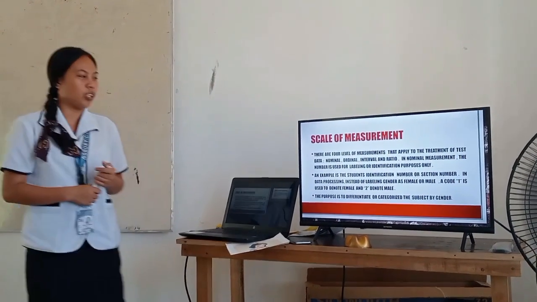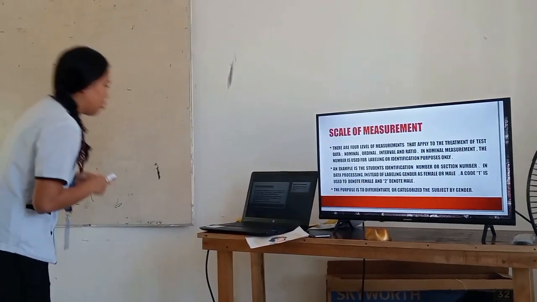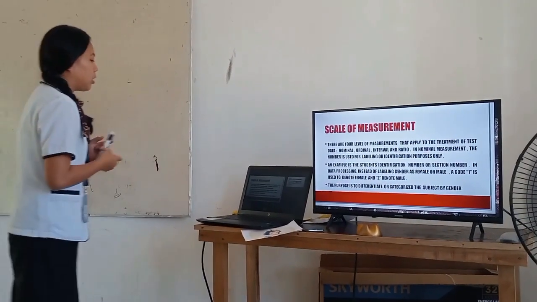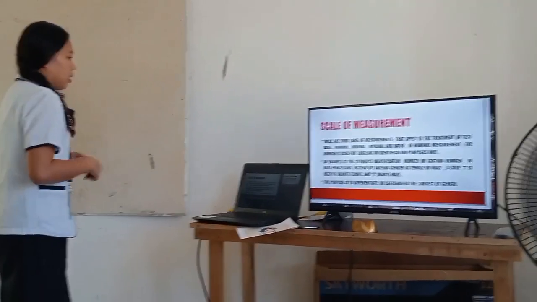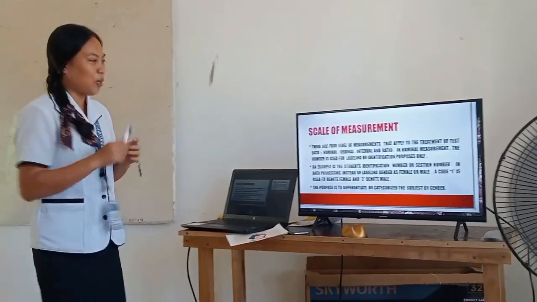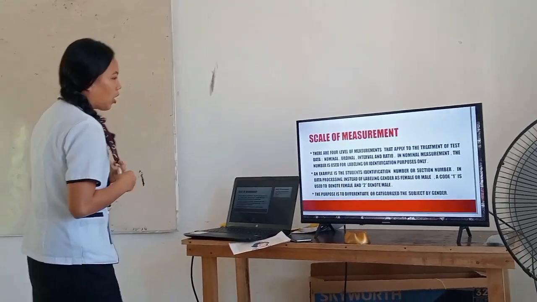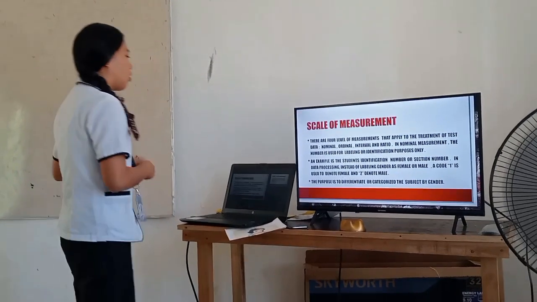Evaluation of my report. So, scale of measurement. There are 4 levels of measurement that apply to the treatment of test data: the nominal, ordinal, interval, and ratio. In nominal measurement, the number is used for labeling or identification purposes only.